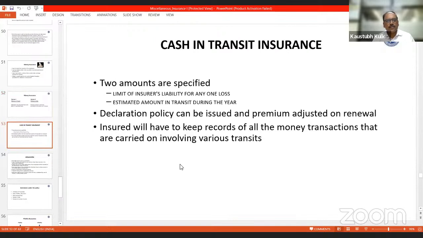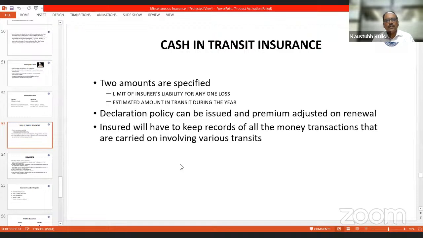Cash in transit insurance. Yes, this is publicly known insurance. It is called cash in transit. It is nothing but money insurance only. In case of money insurance, the two amounts are to be specified by the insured. What are those two amounts? One is the limit of liability at any one loss and the other is the estimated amount of money in transit during the year.